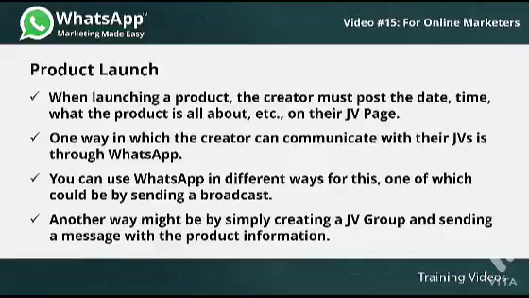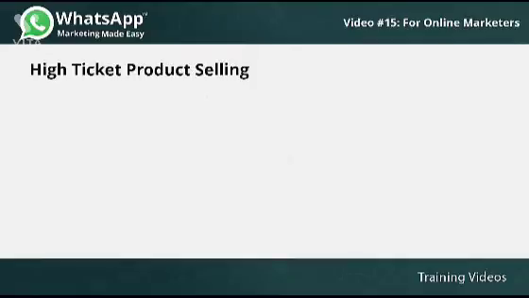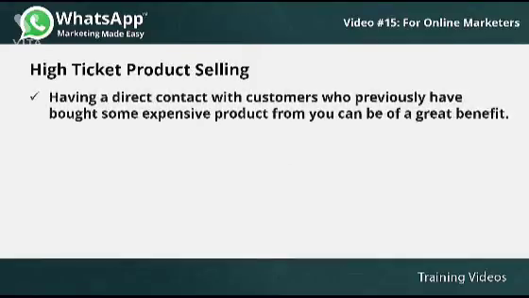Keep in mind that for both the JV group and the broadcast, you should remind them from time to time about the release date so that everyone will be aware. High-ticket product selling. When selling expensive products, having a direct contact with customers who previously have bought some expensive product from you can be of great benefit because these clients might be willing to buy similar products. You can use WhatsApp for this.